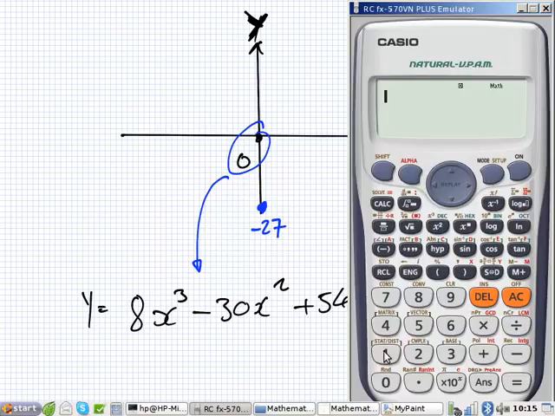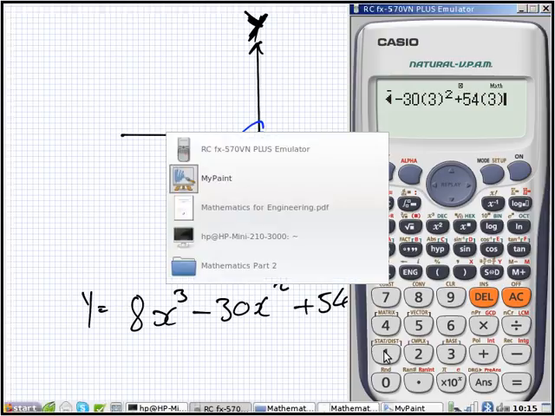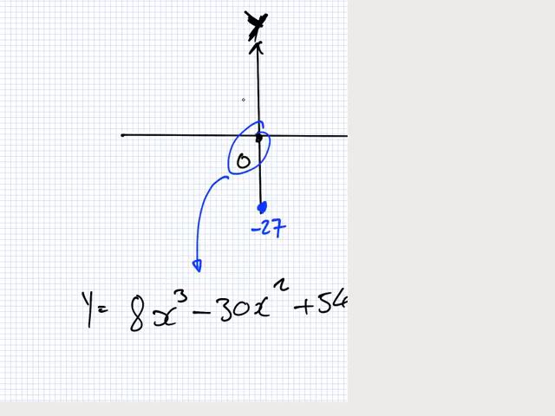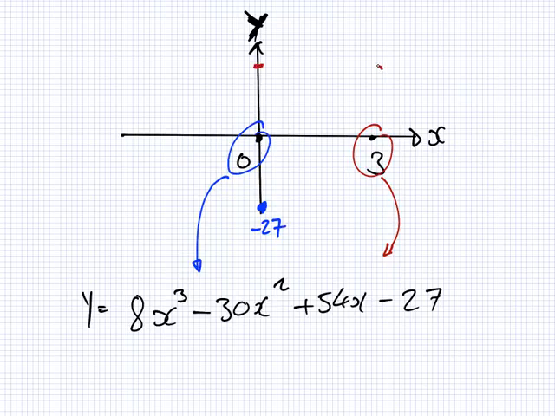Can you write as I'm writing? It might be a bit quicker. 8 times 3 cubed minus 30 times 3 squared plus 54 times 3 minus 25, and I get 81. So here it's at 81. So when I draw the curve, I know it must cross somewhere in between 0 and 3.